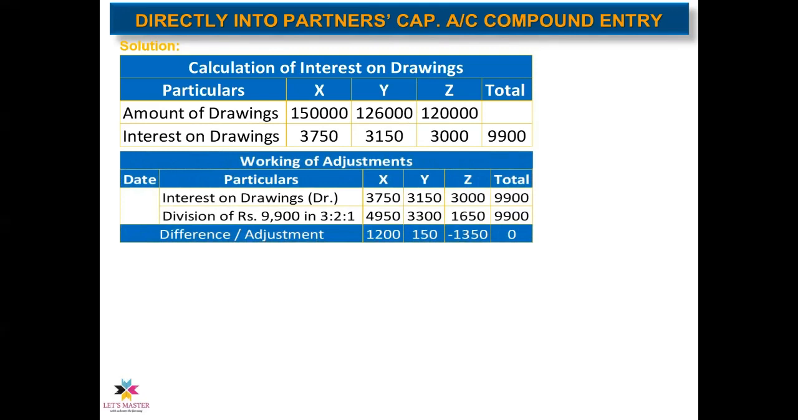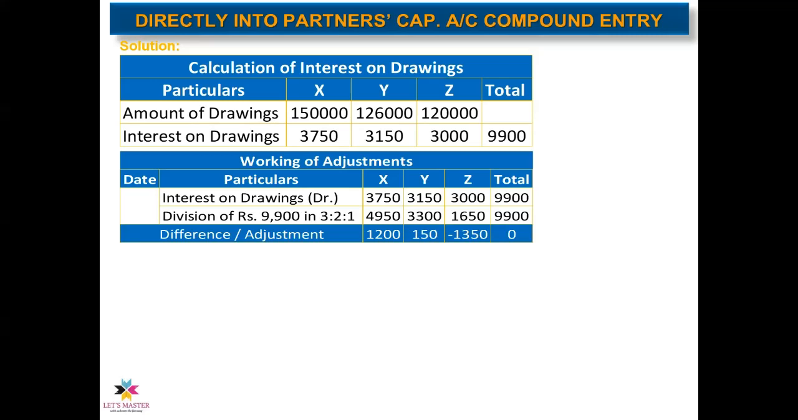And this 9,900 was supposed to be distributed among the partners in the ratio of 3:2:1, which is their profit and loss sharing ratio. So when this 9,900 is distributed among the partners in the profit sharing ratio, then X is supposed to get 4,950, Y is supposed to get 3,300, and Z is supposed to get 1,650. But here what happened was the interest on drawings was never being charged.